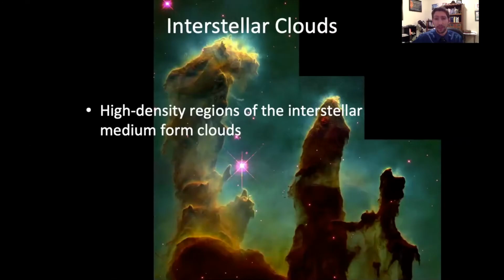The interstellar medium is about 70% hydrogen and the rest mostly helium. Higher density regions form clouds where star formation takes place. These are often called molecular clouds because the hydrogen tends to be in its diatomic form, H2.